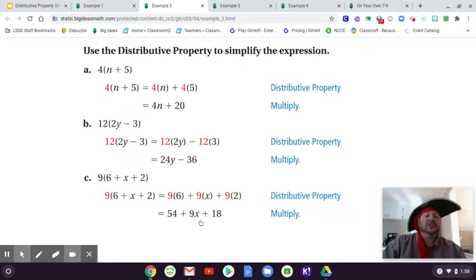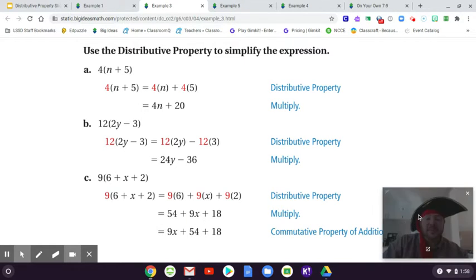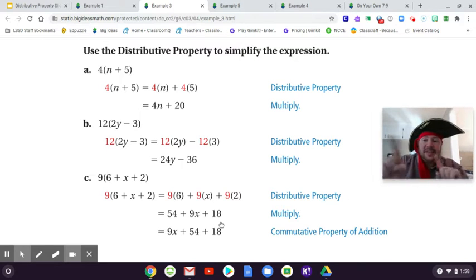So then we are going to rearrange them using the commutative property of addition. So we're allowed to rearrange things when we add. That's the commutative property of addition. And then we can add up the 54 and the 18. And our final answer would be 9x plus 72. That is the most simplified version of this thing up here.